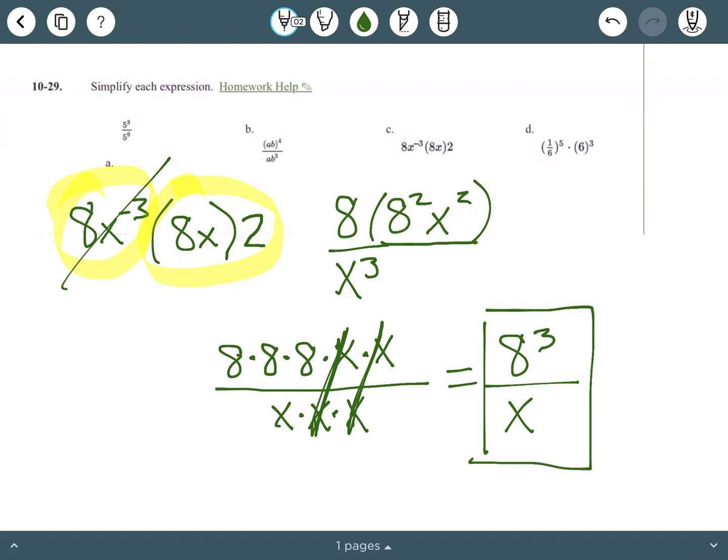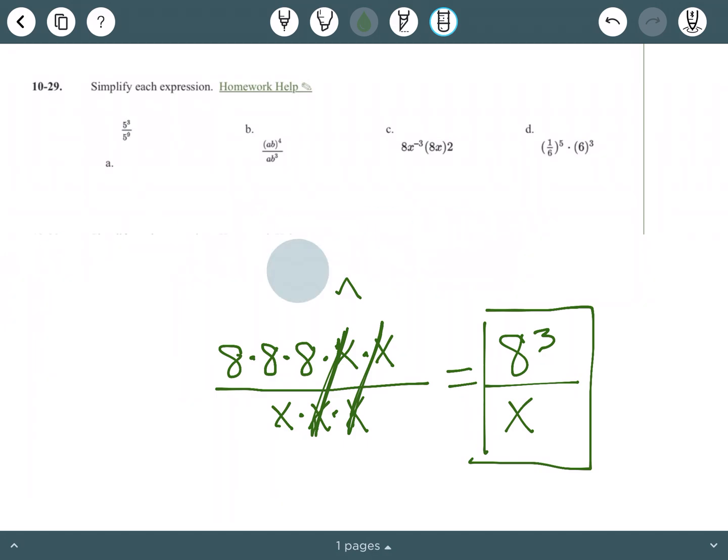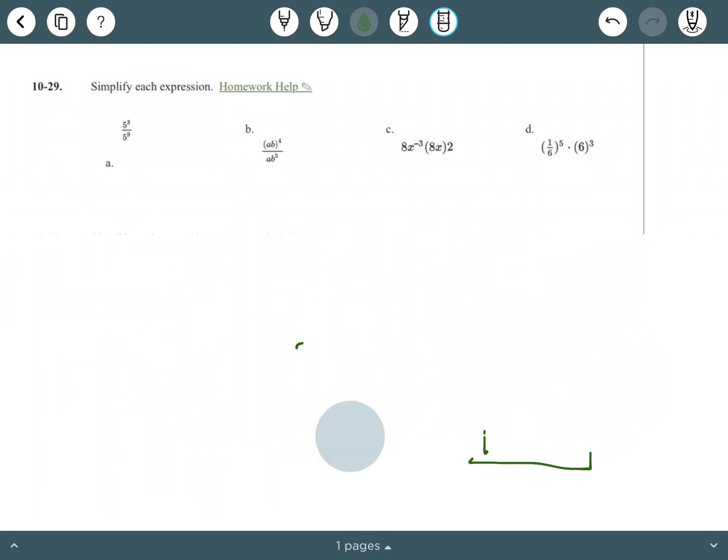All right, you're doing a great job. We have one more left. It's going to be the same idea with part D. I do want to expand it just because this one is a little bit trickier.